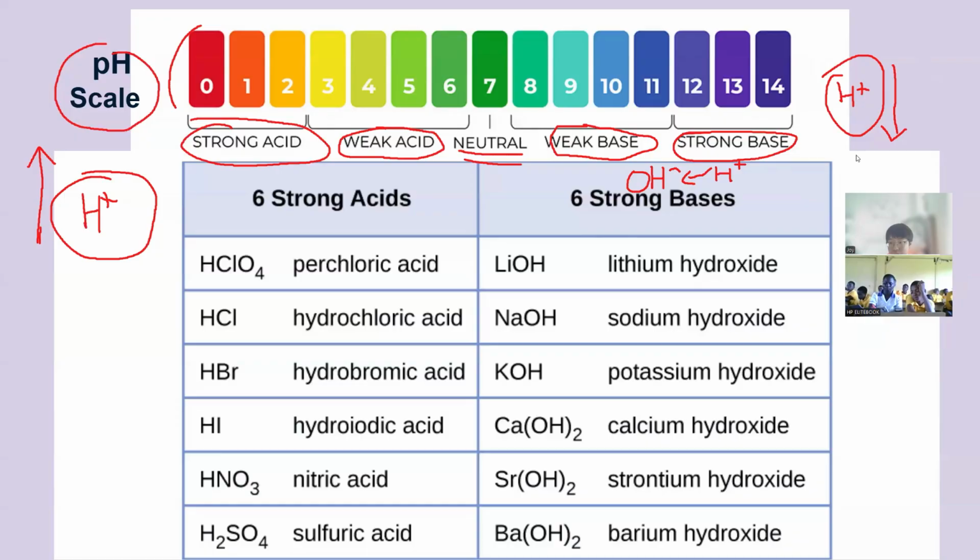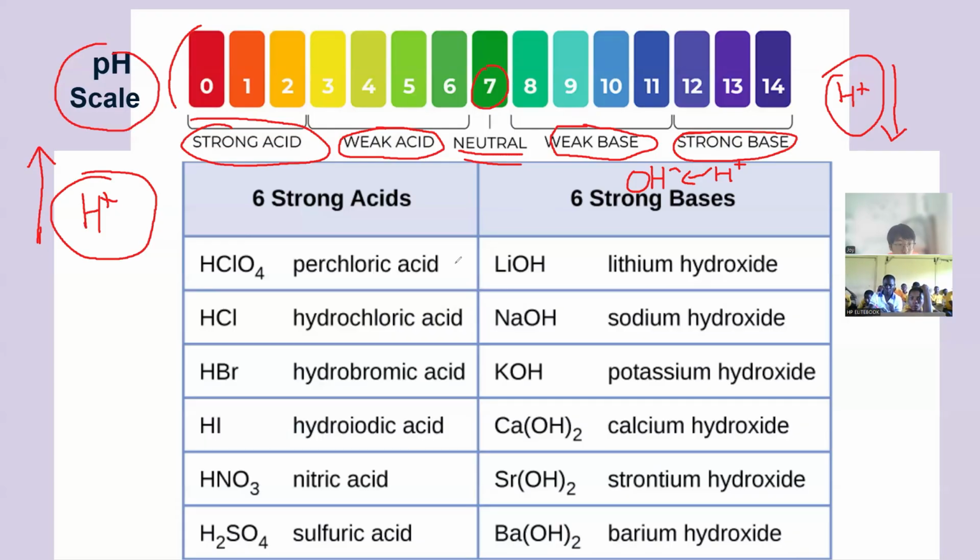That's why pH is higher for strong bases. And weak bases, although higher than neutral, which is 7 (neutral is always 7), are weaker and lower in pH than strong bases. I hope that makes sense for everyone. If you have questions, always feel free to ask me.